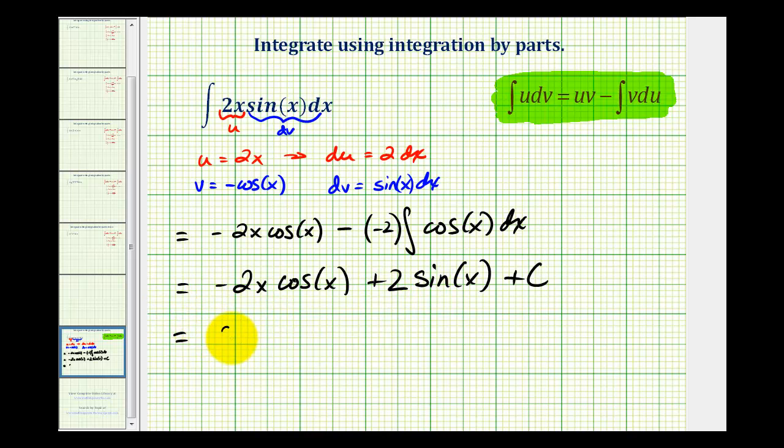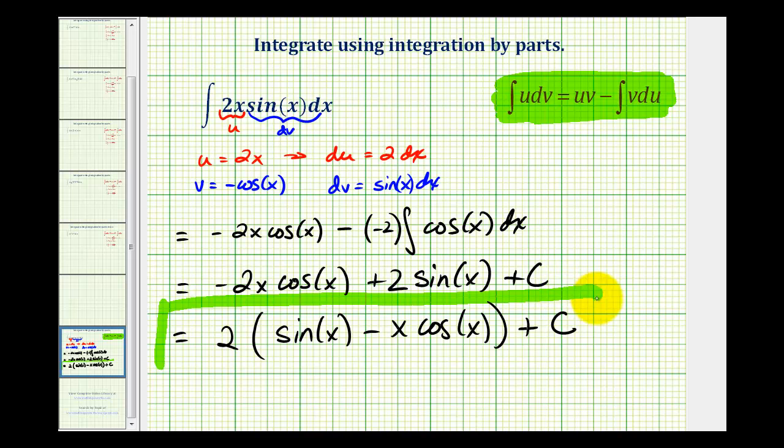If we factored out a positive 2, we'd probably put sine x first, minus x cosine x, and then plus c. So this would be our antiderivative using integration by parts.